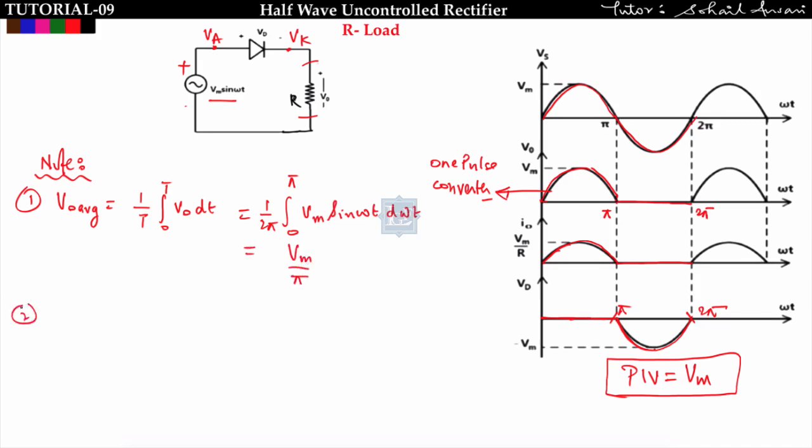Now second is I naught average. What will be the I naught average? I naught average will be V naught average upon R, that is equal to Vm upon pi R.